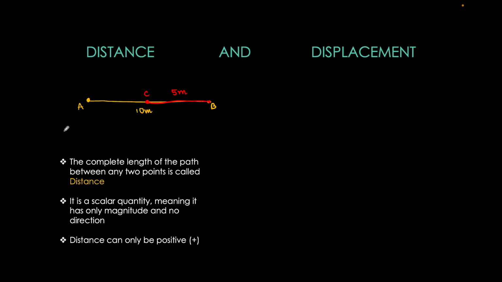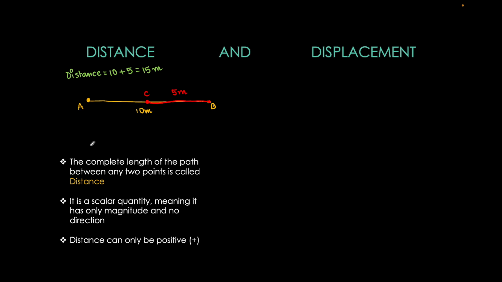Okay, so how can you calculate the distance now? So distance is the path length between point A to B and B to C. So the path length between A to B is what? 10 meter, and the path length from B to C is what? 5 meter. So the total distance traveled by the person is what? 15 meter. Now, if it is asked that what is the displacement, right?